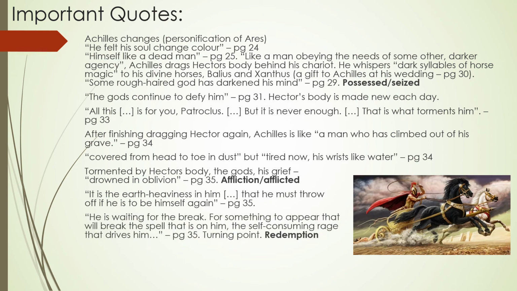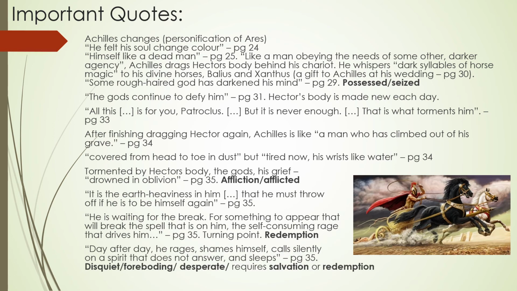Here's a really interesting plot point right at the end of the chapter. He is waiting for the break, for something to appear that will break the spell that is on him, the self-consuming rage that drives him. And we know that Priam is on his way. Later on in the day, Priam comes and he offers him the ransom to take the body. And that's what Achilles here is looking for. Something's got to help me with this rage and torment, because what he's currently doing is not fixing anything for himself. Dragging Hector's body is not fixing anything.